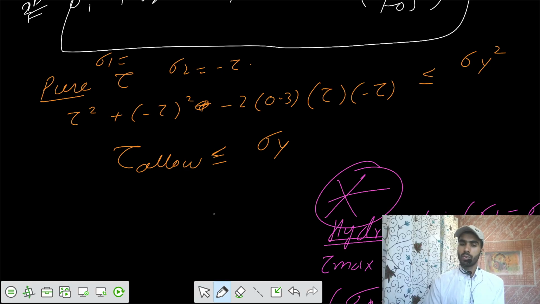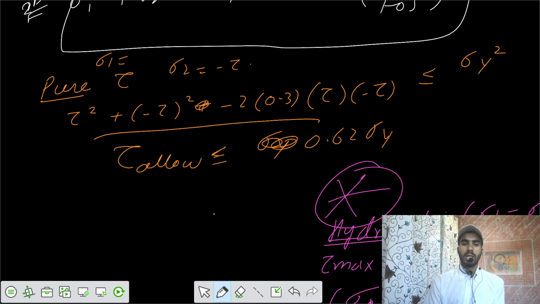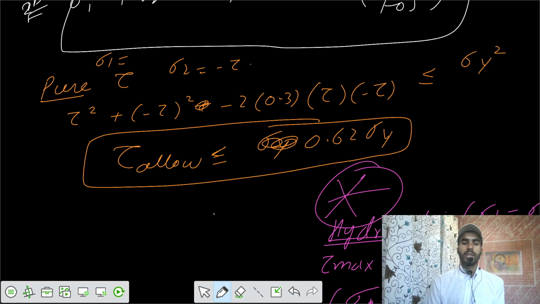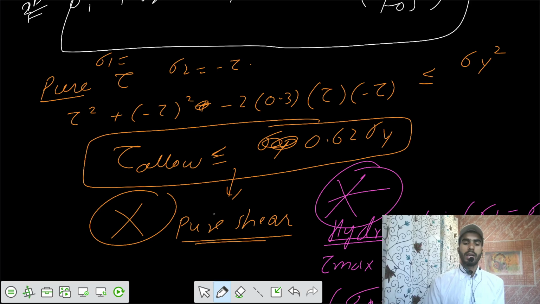0.62 sigma y. That means it says that you can allow shear stress value of 0.62 sigma y. That means it's not suitable for pure shear case. It's not, because it's saying that you can allow stress 0.62, but if the material reaches 0.57 Fy, it will fail in shear. So it's not suitable for pure shear case.